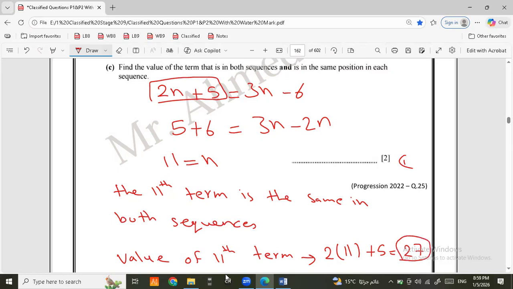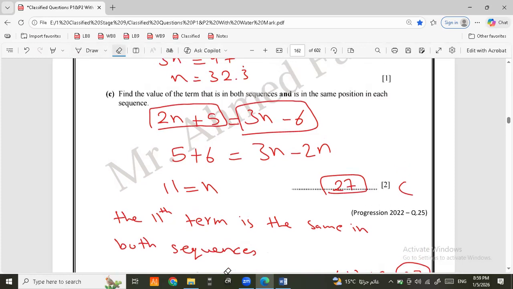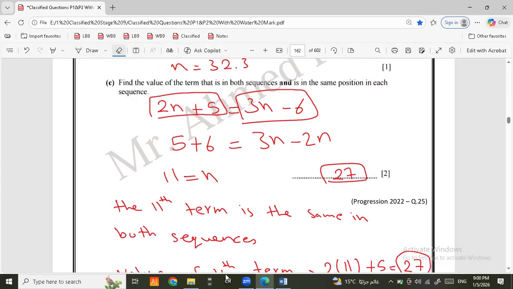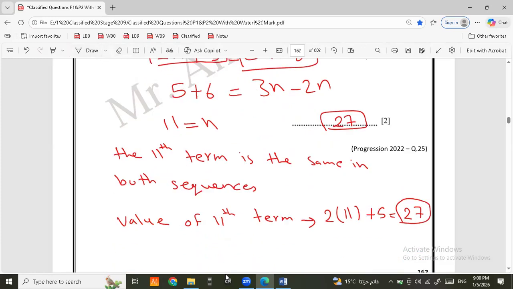Now if I wanted the other sequence, 3n minus 6, try it. 3 times 11 is 33. 33 minus 6 is also 27. So the value of the term that is in both sequences and in the same position is 27. Repeat the answer to this question again if you would like to get it more.